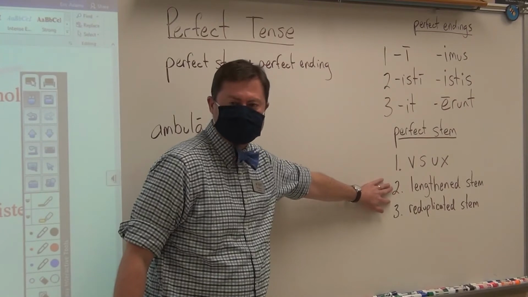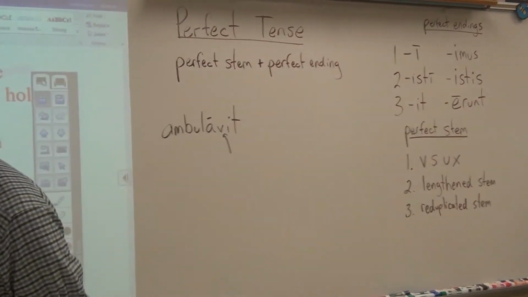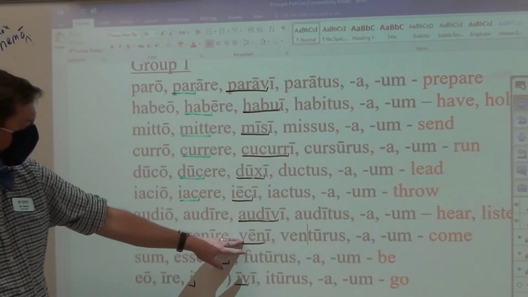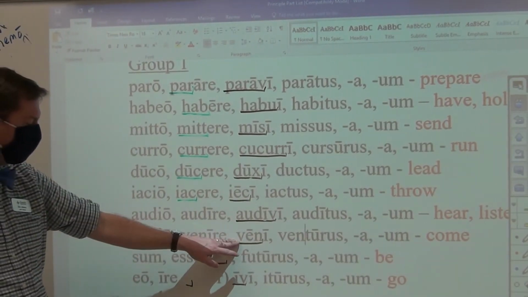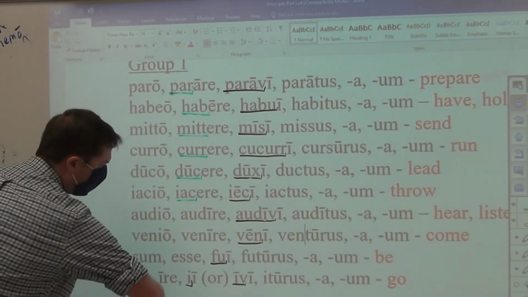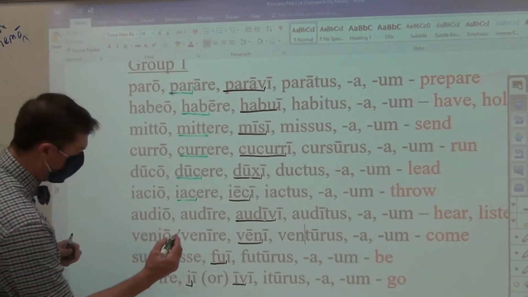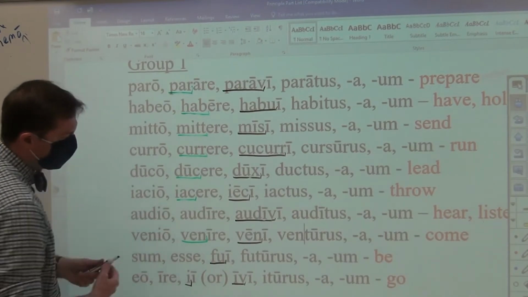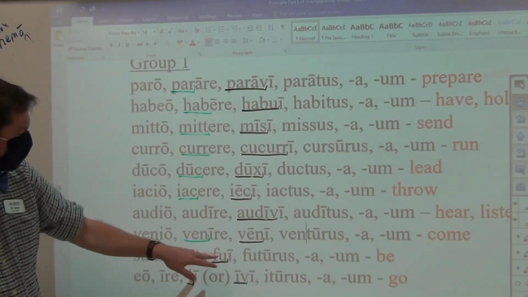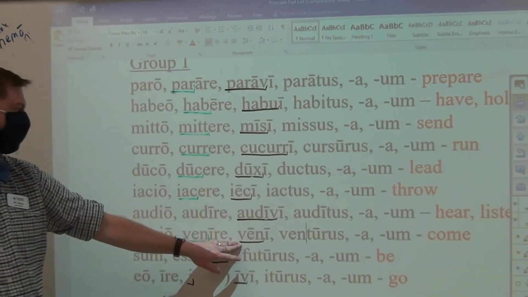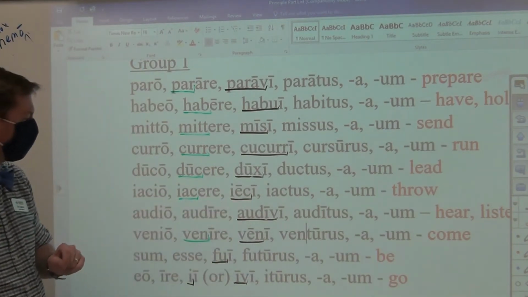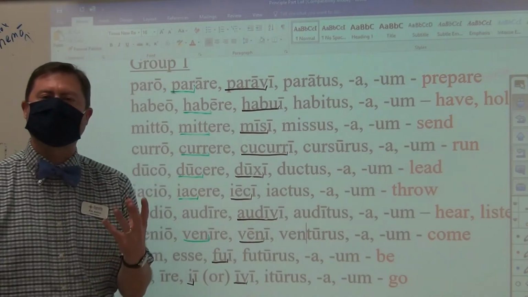You can have a lengthened stem. Now, a lengthened stem is when you see one like venio, venire, veni. Here, look at the present stem. That's the second principal part. It's V-E-N. Well, here, for the third principal part, it's still V-E-N, but it's lengthened. It actually is lengthened in the verb iacio, iacere, ieci. And so sometimes it'll be lengthened. You have to pay attention to that.